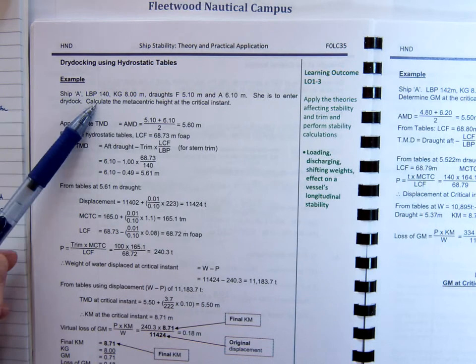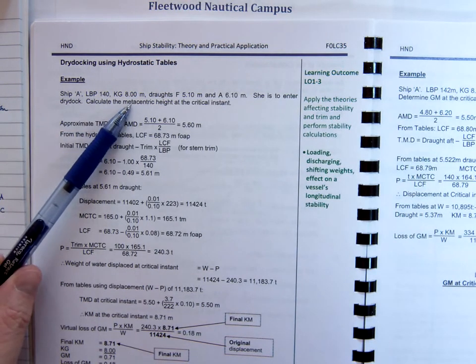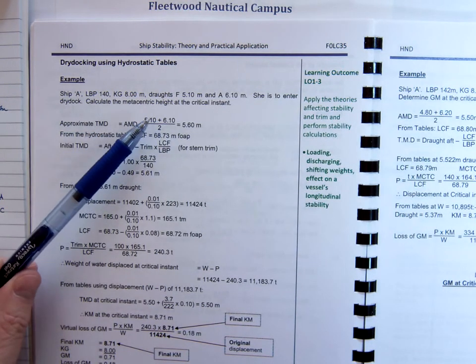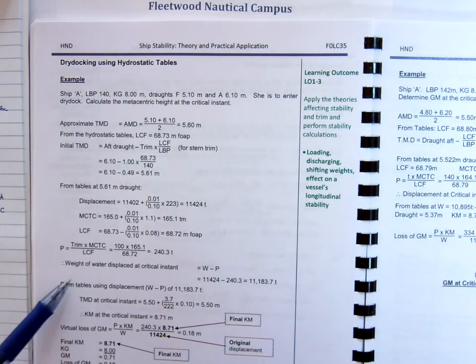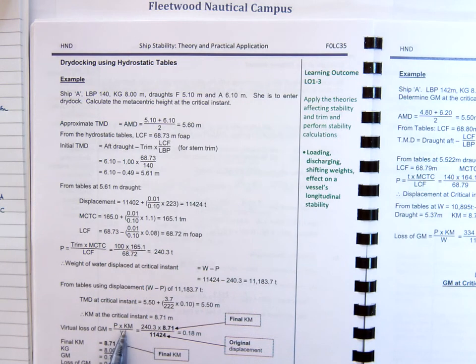So our vessel, we've got our length between perpendiculars, KG, drafts forward and aft, and we're going to enter dry dock, and we need to calculate the metacentric height. The formula for calculating the virtual loss of GM is the P force times KM over our displacement. So how do we get these values? Well, displacement, we would need our true mean draft. KM we're going to look at in the tables, and we're going to talk about that shortly.